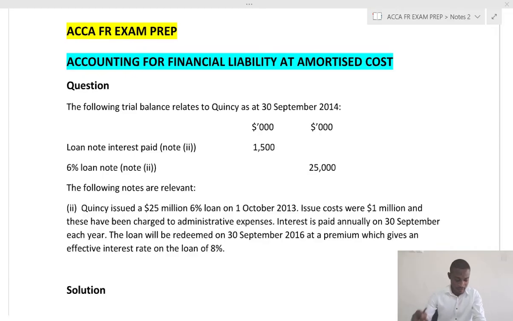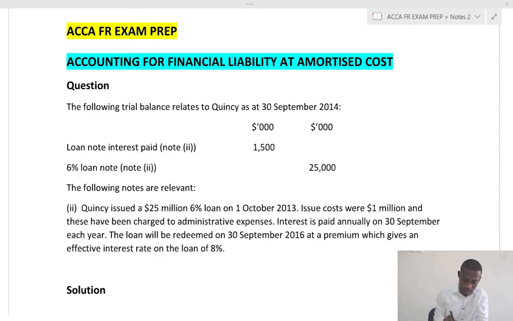My name is Adam. In this video, I will be taking you through how to account for financial liability measured at amortized cost. Now let's look at the question. Again, it's an extract from a full past question, so as to ensure that you understand the measurement for financial liability at amortized cost.